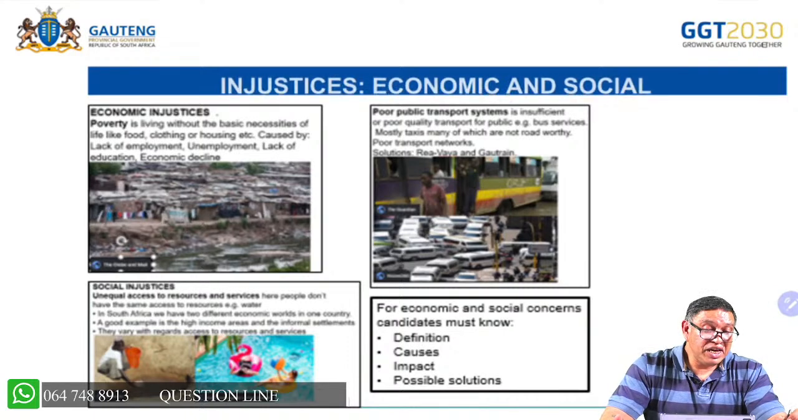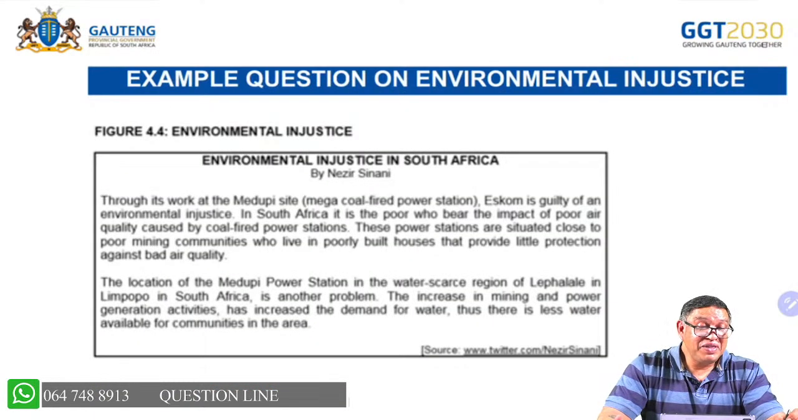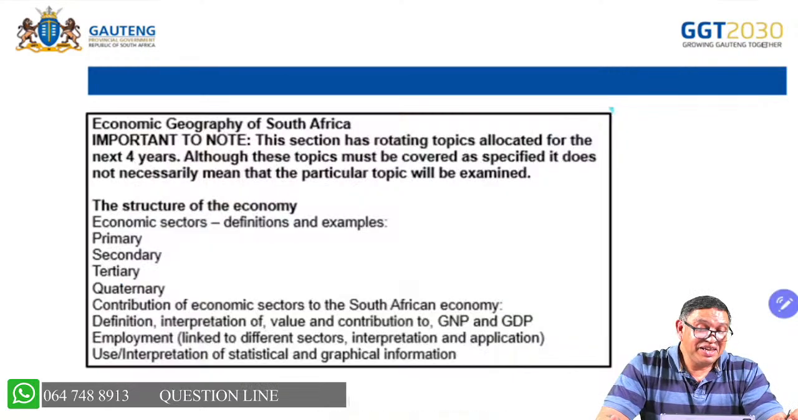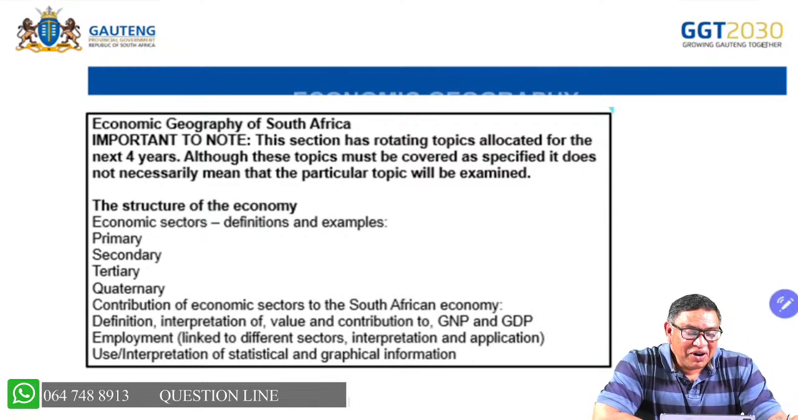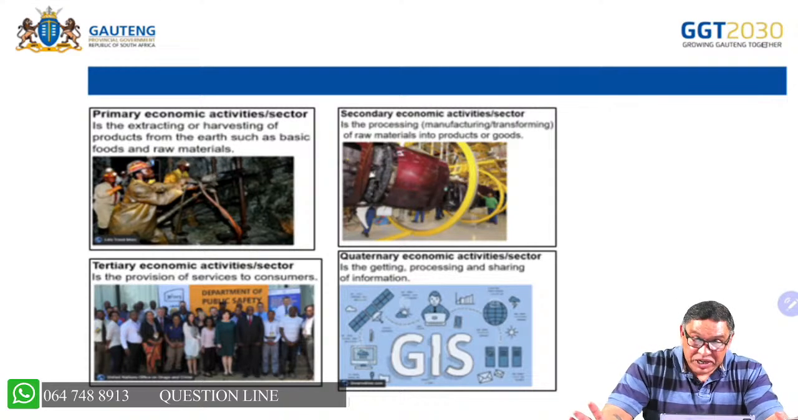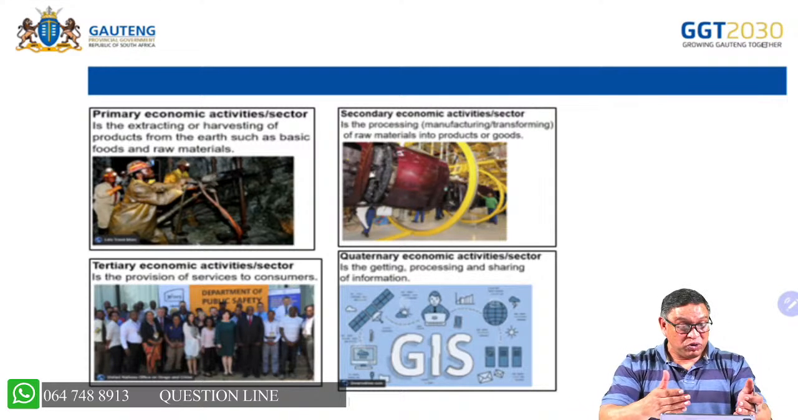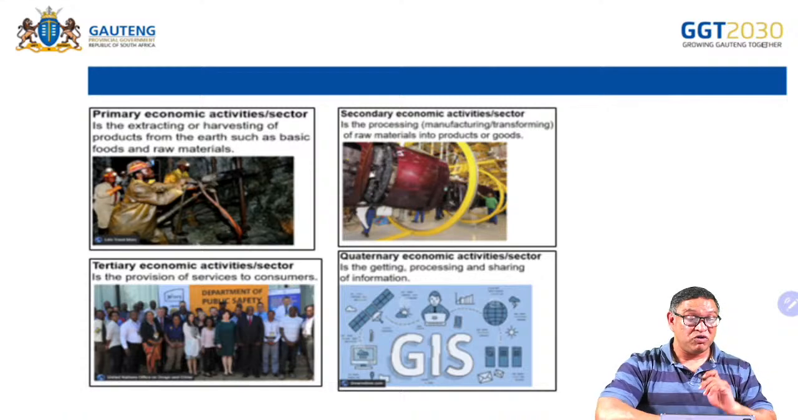And you want to get to economic geography. These were the rest of settlement, the environmental, the social injustices. Now we're going to get to economic geography. And of course, knowing the different sectors, I'm going to do a sort of overview of the things so I can get to your areas of concern.